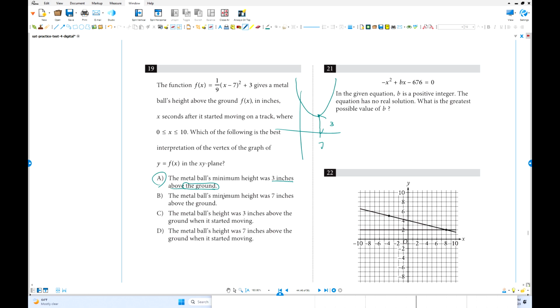The board minimum height is 7 inches. No, this is not 7. Minimum height is 3, right? This is minimum, okay? All right. The only thing is what? This one is what? The time. That's why. Anyway, A is the answer, okay?